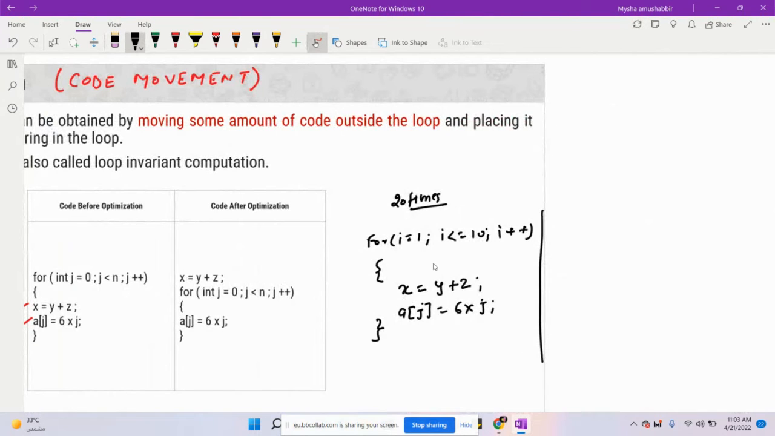In the code movement technique, you take some amount of code. If x equal to y plus z, here i is not there. This is i, because I write i in the for loop. In this line, there is nothing related to i, but here i is there. So you move the code without i, x equal to y plus z, before the loop, and start the loop for i equal to 1, i less than equal to 10, i plus plus. And here a[i] equal to 6 multiply i.